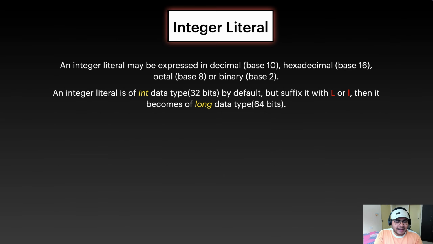The most common format is decimal, which means to represent numbers using base 10. Then we have hexadecimal using base 16, octal using base 8, and binary using base 2. Any integer literal is by default of the integer data type. However, if we suffix it with a capital L or a small l, then it becomes of long data type.